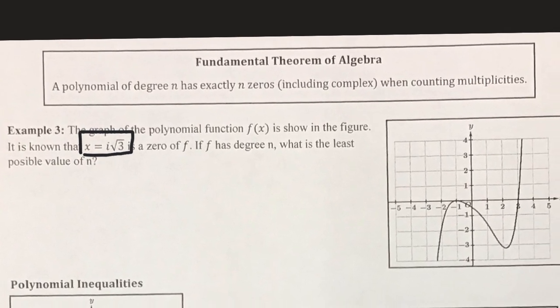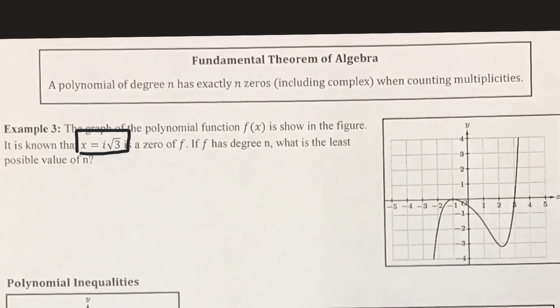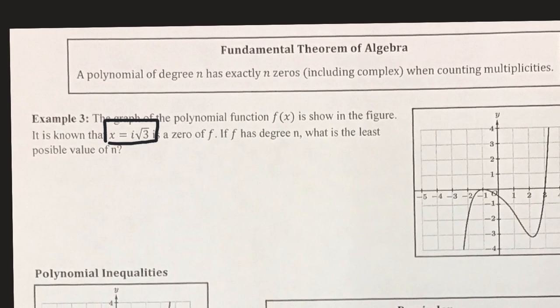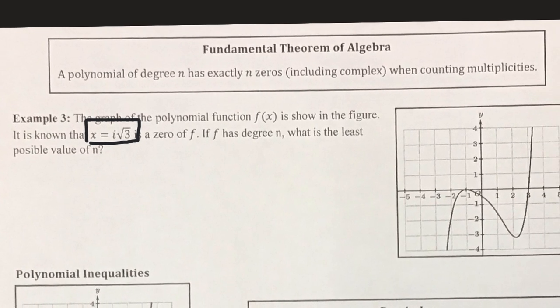I roots of 3 is a 0. What is the least possible value of n? N is the degree. So is it x to the 4th, or x to the 5th, or x to the 3rd? What type of a function are we talking about here?